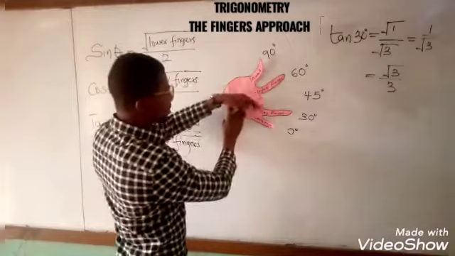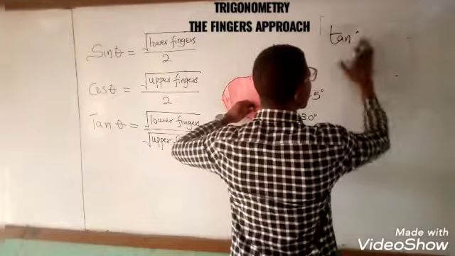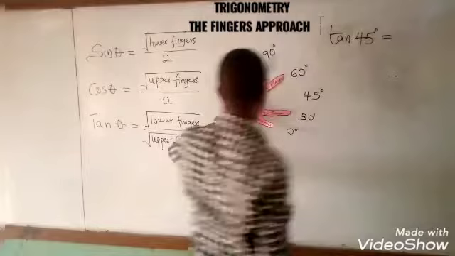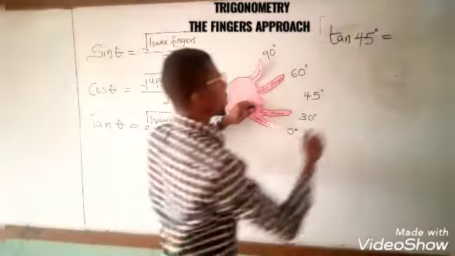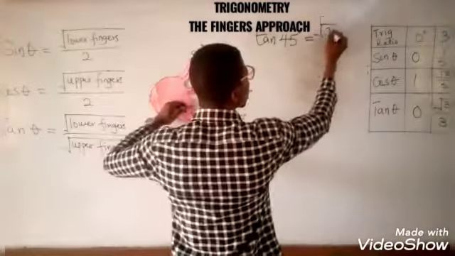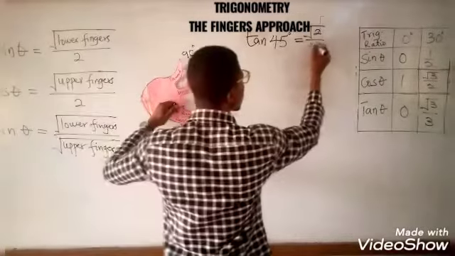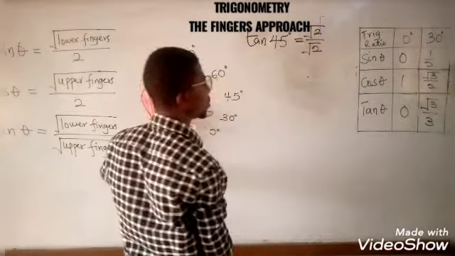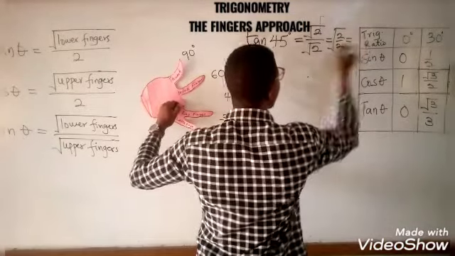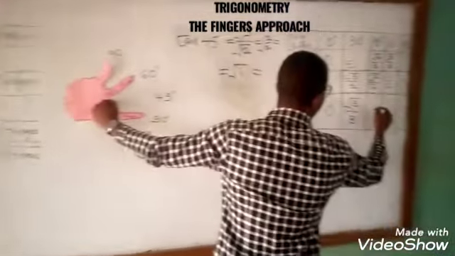Tan 45 degrees. In tan 45 degrees, we shall have the square root of the lower fingers, 1, 2, over the square root of the upper fingers, 1, 2. By so doing, you will have root 2 over root 2, and it's going to be 1. So tan 45 is 1.